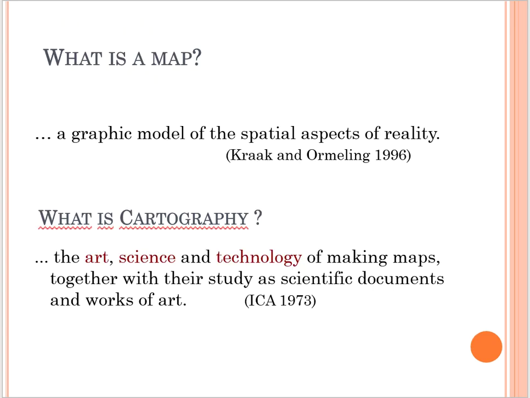So what is a map? A map is a graphic model of the spatial aspects of reality. The difference between a map and cartography is that cartography is the art, science, and technology of making maps, together with their study as scientific documents and works of art.